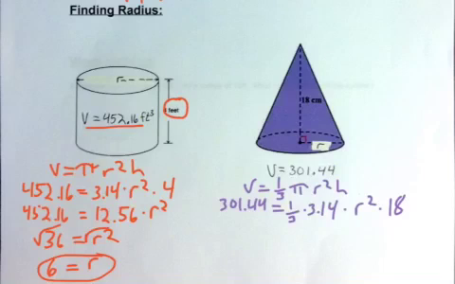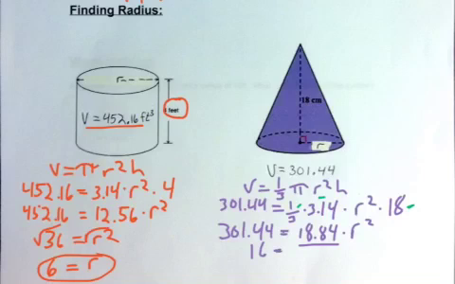Now again, I'm going to clean this up by multiplying this and this. So I'm going to enter my calculator 1/3 times 3.14 times 18. And when I do that, I end up getting 18.84 times r squared. Again, just like I did in the previous problem, I need to get r squared by itself. Divide both sides by 18.84. And you end up with 16 equals r squared.